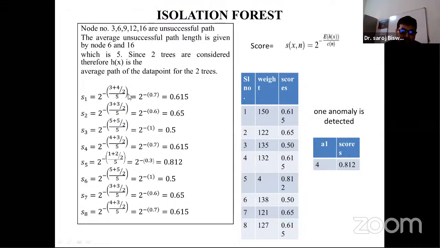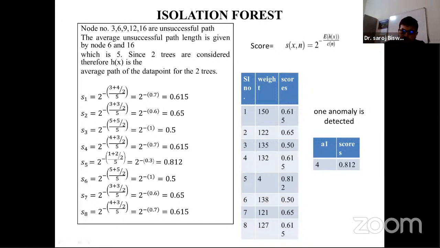So in that way, if you calculate, the value becomes 0.615. In a similar way, we have calculated this score, meaning the outlier score, for all the observations from these two trees. Try to understand, whenever the number of trees is changed, then automatically the score would be changed, because already I told you the number of trees is a tunable parameter.